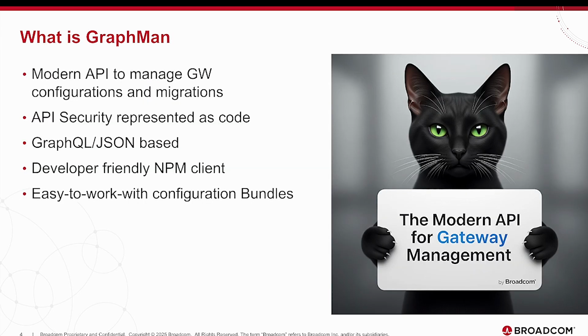Graphman is a modern API based on GraphQL. It allows you to basically represent your API security as code, and because it's GraphQL, it's also JSON-based, making it much easier to read and work with. There's also a Graphman client that's provided. It's an NPM package, making it, again, much easier and much faster to work with gateway configuration. Let's take a look at this in action.